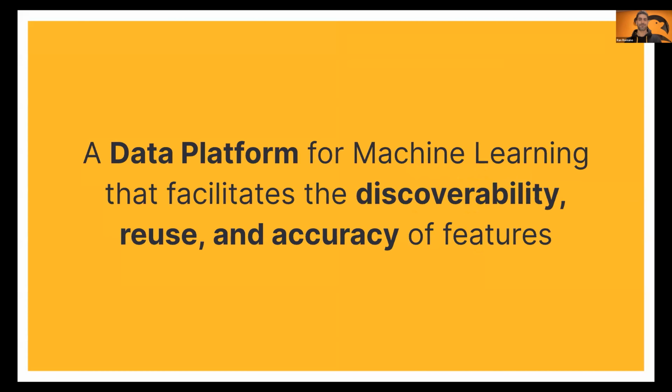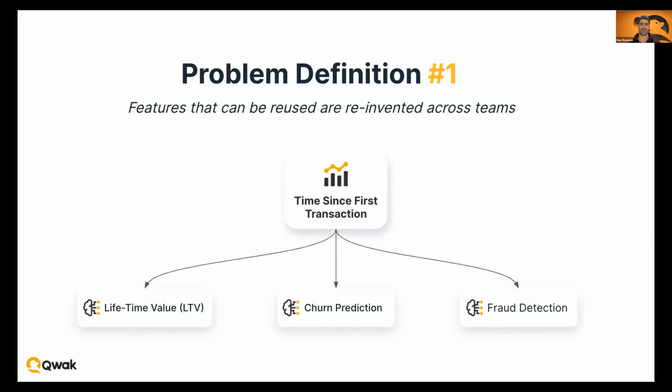So let's start. So what is a feature store? There's quite a lot of ways to define it, but I'm particularly fond of the following one. A feature store is a data platform for machine learning that facilitates the discoverability, reuse, and accuracy of features across an organization. And I like this definition because it highlights the hard problems a feature store is trying to solve. And I'd like to focus on basically two of them.